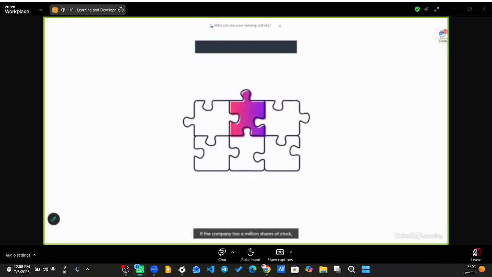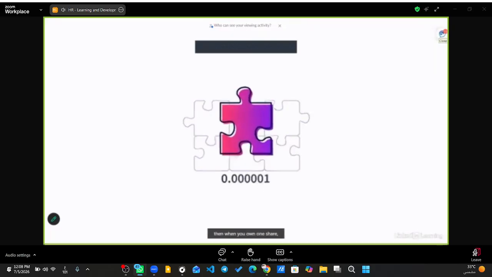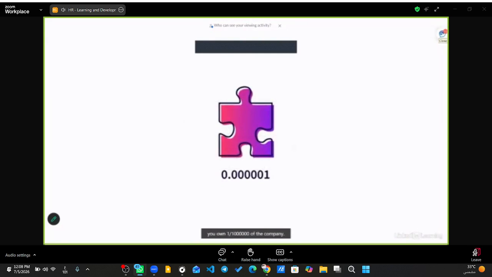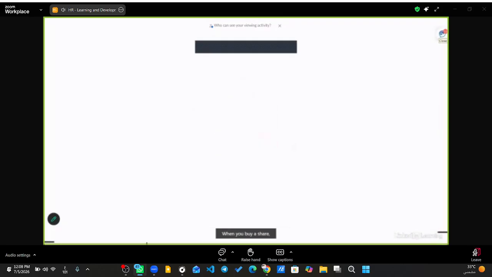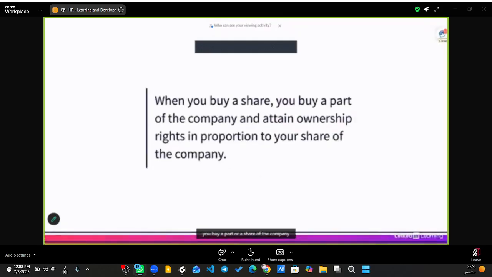If the company has 1 million shares of stock, then when you own one share, you own 1/1,000,000th of the company. When you buy a share, you buy a part or a share of the company and attain ownership rights in proportion to your share of that company, making you a shareholder, also sometimes called a stockholder. So if you own a share of Microsoft, you're a part owner of Microsoft.